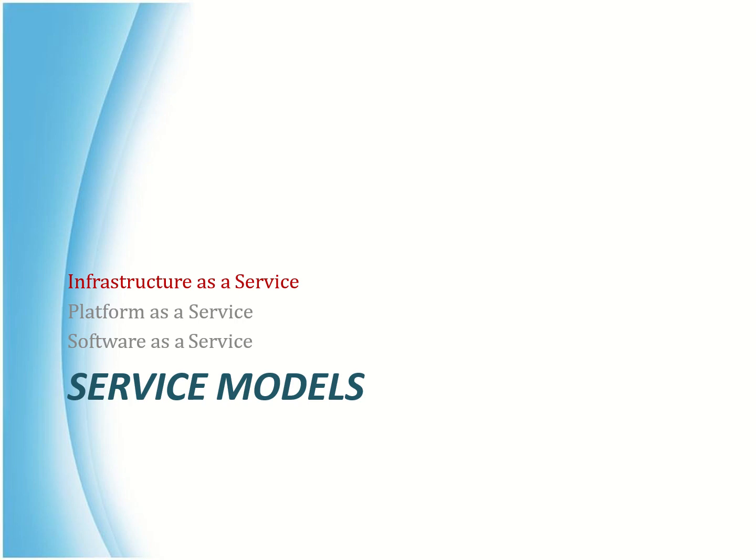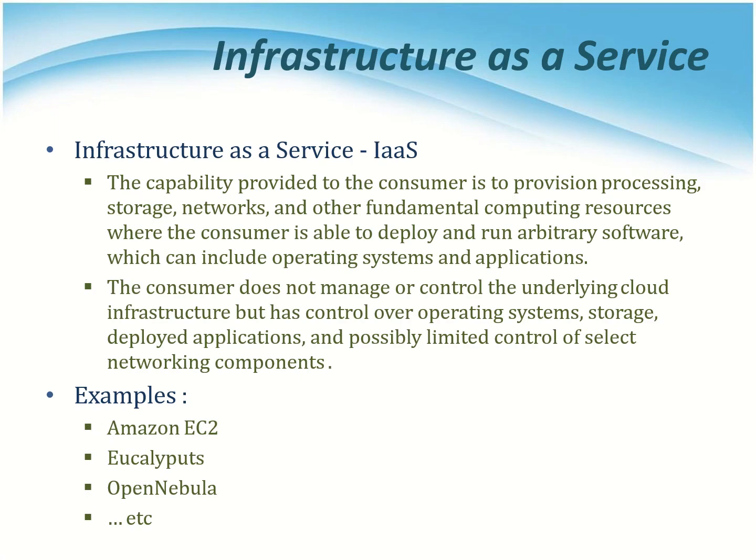Dear student, today we discuss the service model in detail, and first we will discuss infrastructure as a service. As I told earlier, the capability provided to the consumer is to provide processing, storage, network and other fundamental computing resources, whereas the consumer is able to deploy and run arbitrary software, which can include the operating system and application. The consumer does not care about the control of the infrastructure but has control over the operating system, storage and deployed application.